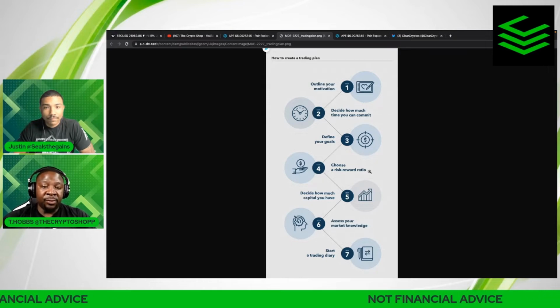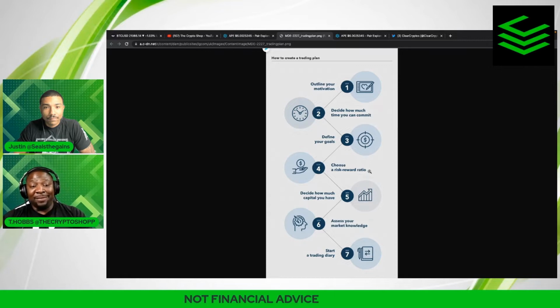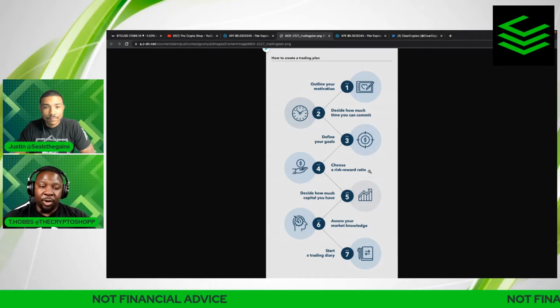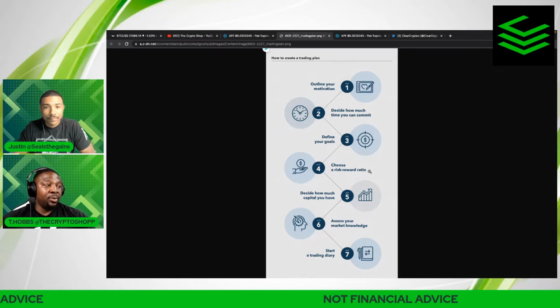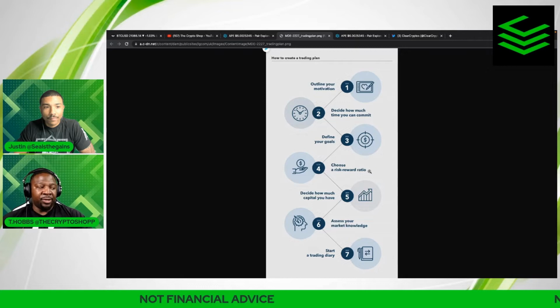It's important to look into where you want to go if it's profitable, but it's even more important to understand where you want to get out if it's not profitable. All right, so that's when they go into choose. I think we kind of covered both of those. Choose a risk reward ratio and then decide how much capital.